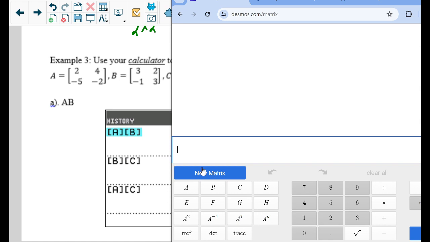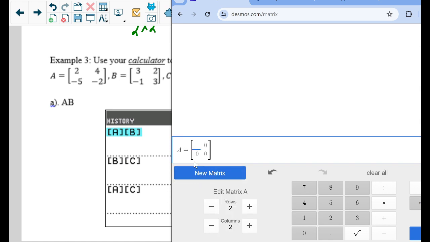So we're first going to multiply A times B. You're going to hit new matrix, and it's going to label it A. Now, sometimes your labels may not match what the worksheet or the quiz is going to be. You can type in your own letter if you want to. And I'm just typing in this matrix as you see it.